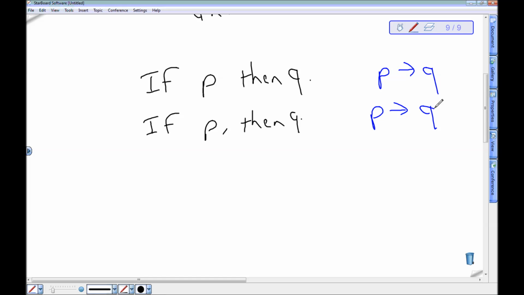This can be if P, Q. Wow, I did not write the word if. Too busy looking at my piece of paper. If P, Q is sometimes how the sentence will look. But again, that's if P, then Q. It's expressed the same.